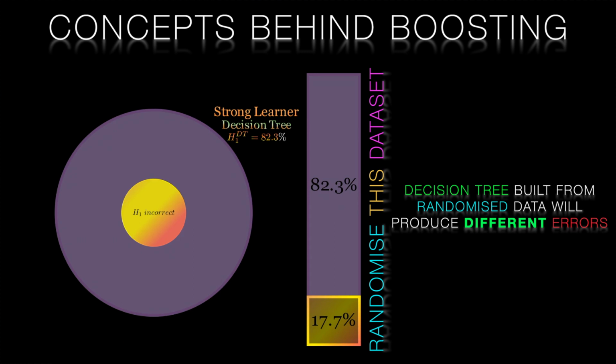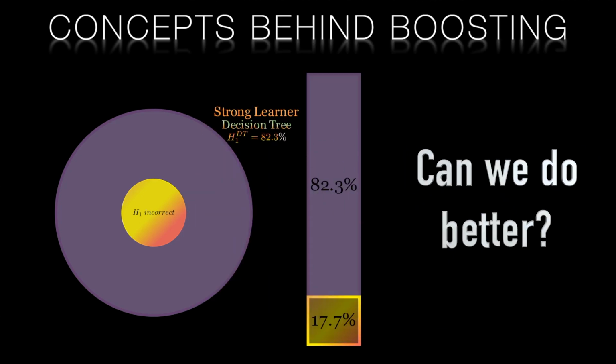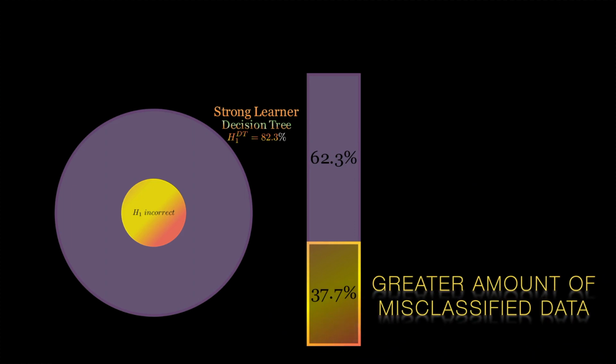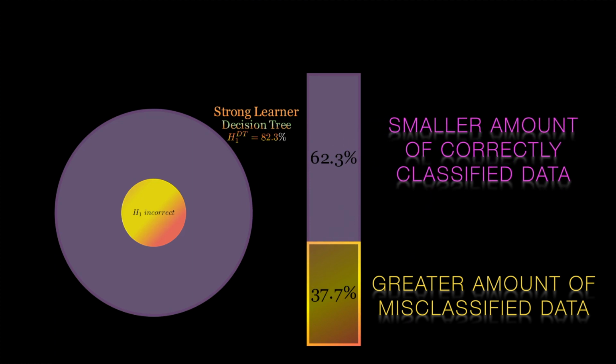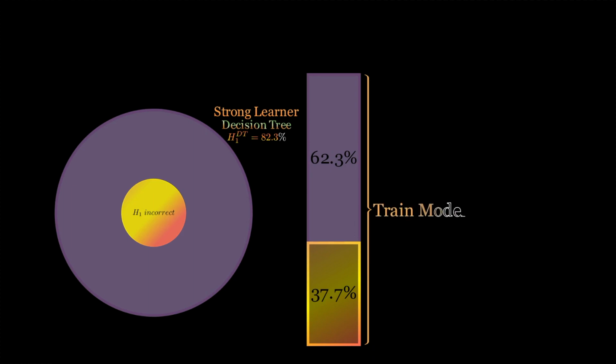If we combine enough of these diverse trees and allow them to vote, then we can get a big uptick in accuracy. But can we do better than simply random shuffling? What if instead we deliberately created a training set that has a higher proportion of data that H1 misclassifies? A learner, H2, created from this dataset will be more sensitive to these misclassified samples from H1 and will be able to cover some of its blind spots.